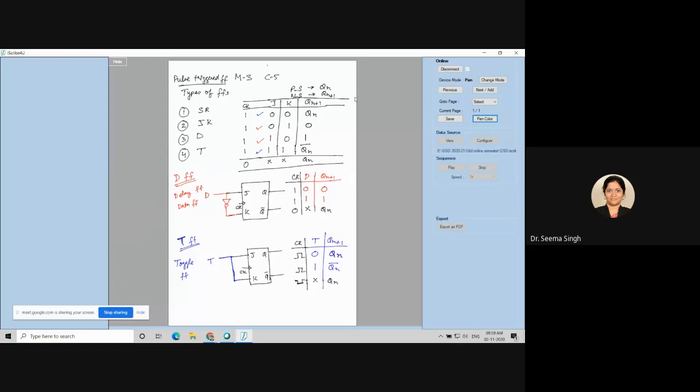Now, if I ask you that I want to make a D flip flop from an SR flip flop, or a T flip flop from an SR flip flop, is it possible? D and T from SR. Can SR make D, T or both? I need your answer. Can SR make a T flip flop? SR can only make a D flip flop. It can't make a T flip flop because toggle is not possible there.